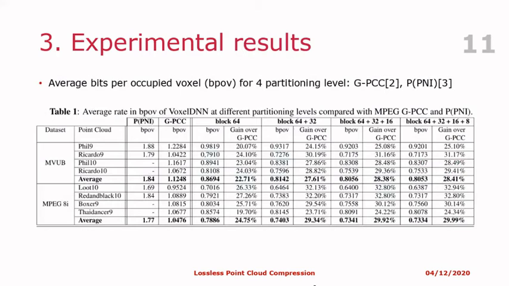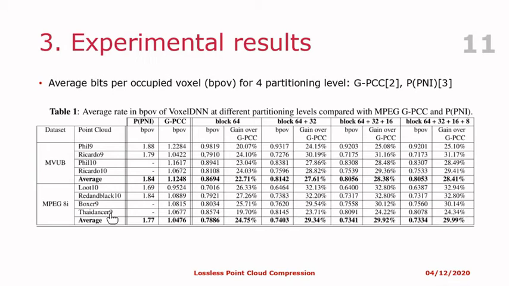In this table, I am showing the average bits per occupied voxel for our method compared to GPCC. GPCC is the standard from MPEG, and PPNI is a recently proposed intra-frame coding method, a paper published in 2020. In the first two columns are the dataset, the point cloud name, and the point cloud bit depth in our test sequence.